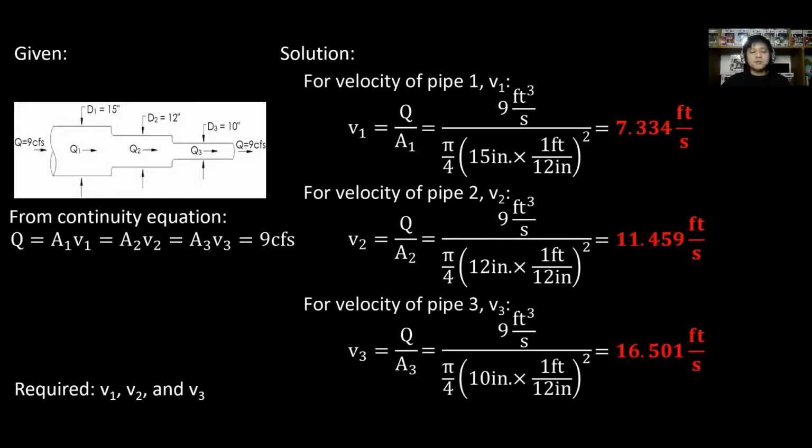The sample problem shows that smaller area has greater velocity of flow for continuous flow system.